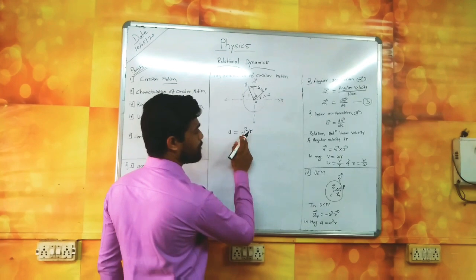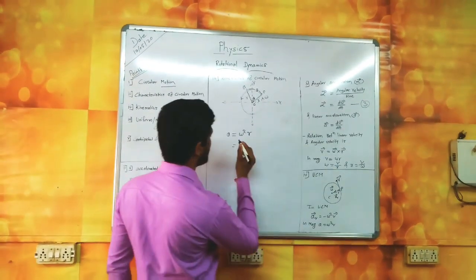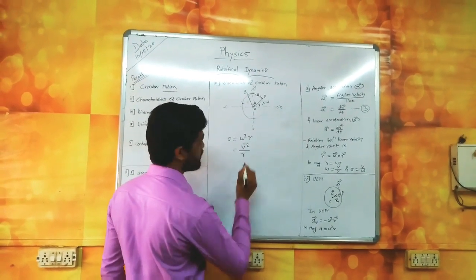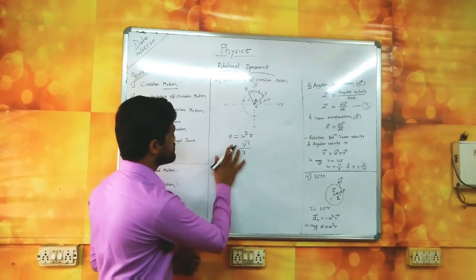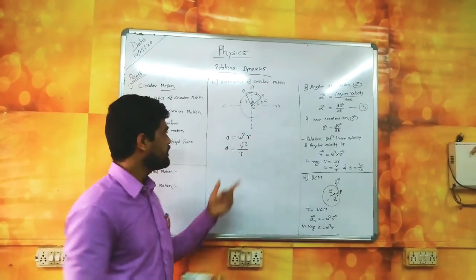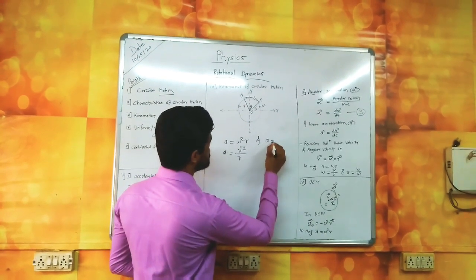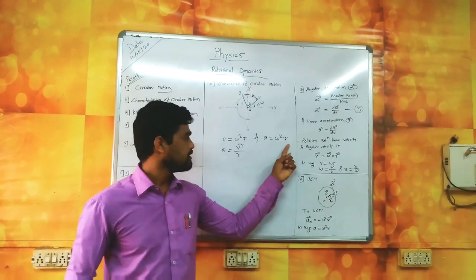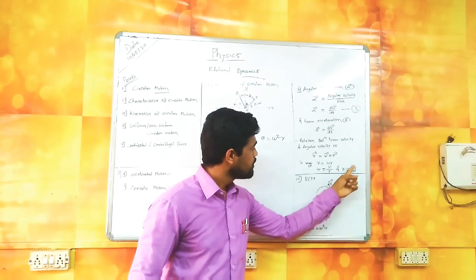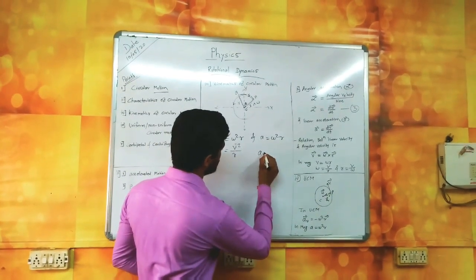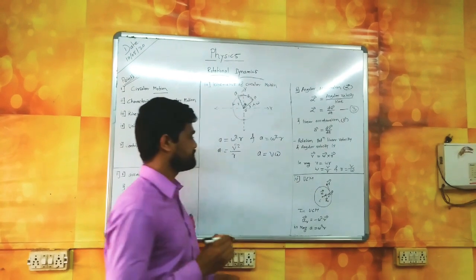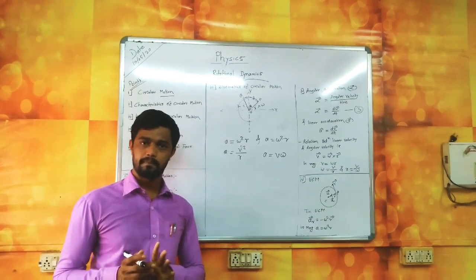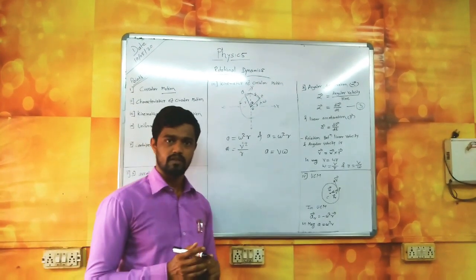Then put the value of omega. Omega is equal to v upon r. So I write here v square upon r. A is equal to v square upon r. And next, a is equal to omega square r. Now I put the value of r. What is the r value? R is equal to v upon omega. So a is equal to v omega. Okay, this is the relation between a, v and omega. This is uniform circular motion.